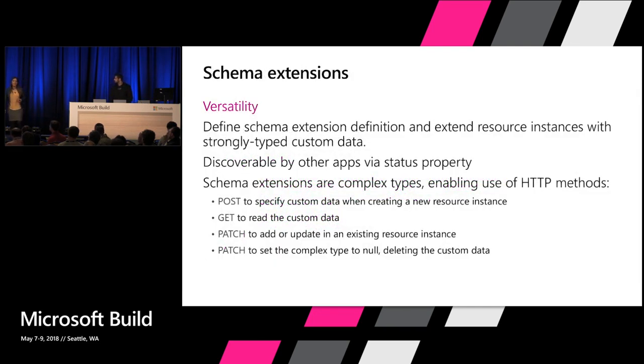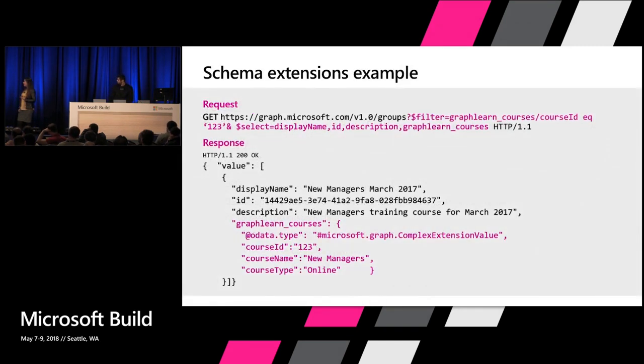Now, schema extensions. Schema extensions actually allow you to define a schema. So as a developer, you're going to say, I am going to extend, for example, a group. I'm going to extend each of the groups that have this particular schema, and I'm going to add a set of schematized properties that you can actually type, attach to a specific type, and then add that data into the graph. They're discoverable across different applications. So if you define a schema, other applications will be able to get access to that information as well. Here's an example of a schema extension.